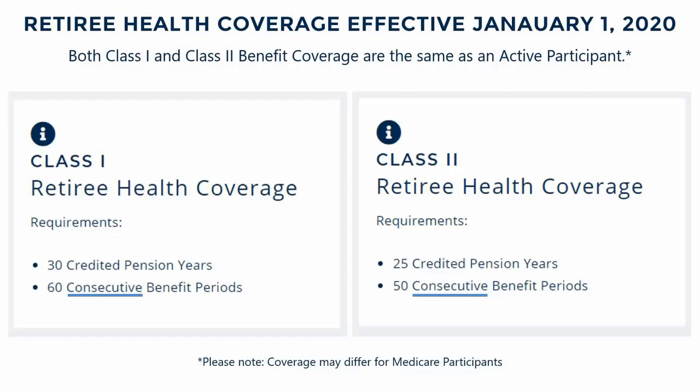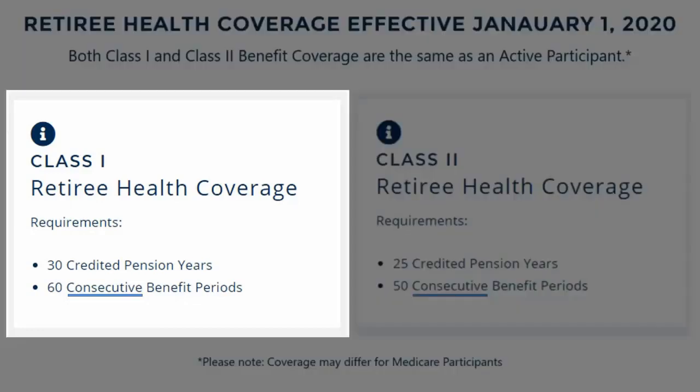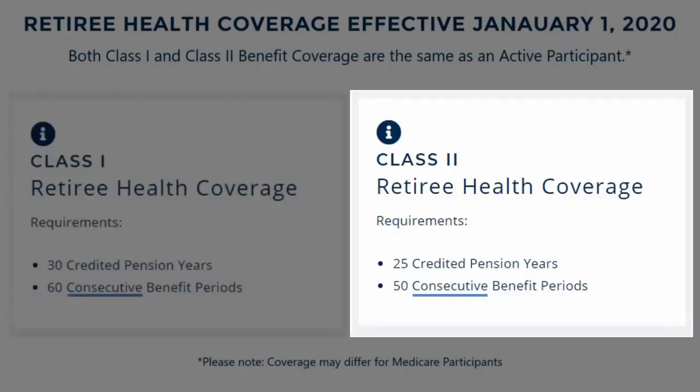The years that you need to meet, it's broken into two classes. There's Class 1 retiree and Class 2 retiree healthcare coverage. The major difference is going to be the amount you pay a month. But in order to qualify for Class 1, you need 30 credited pension years. You need 60 consecutive benefit periods. I'll get into what consecutive means in a moment. Class 2, slightly less: 25 credited pension years or 50 consecutive benefit periods.